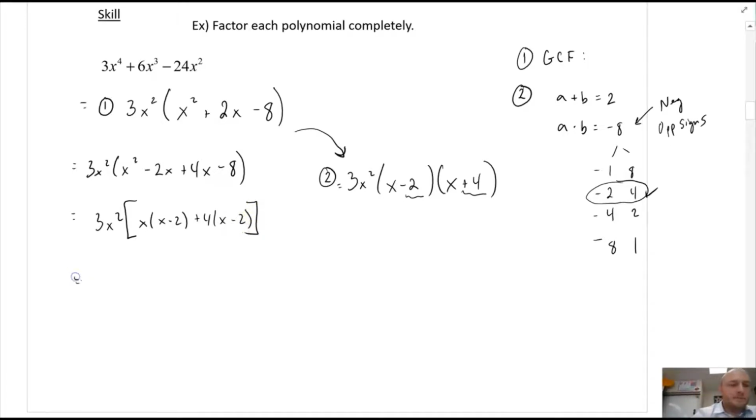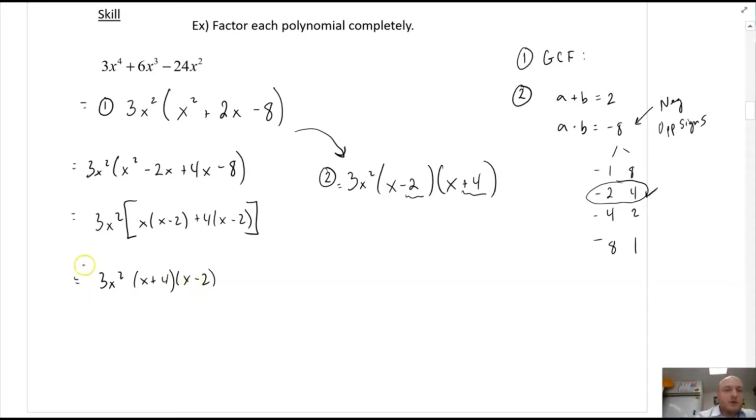Okay, and notice I use brackets just because when I use lots of parentheses, it gets kind of messy. So you use brackets, GCF, and then the brackets. That way everything is nice and organized. Okay, so now I can do reverse distribution. So 3x squared, times x plus 4 times x minus 2.